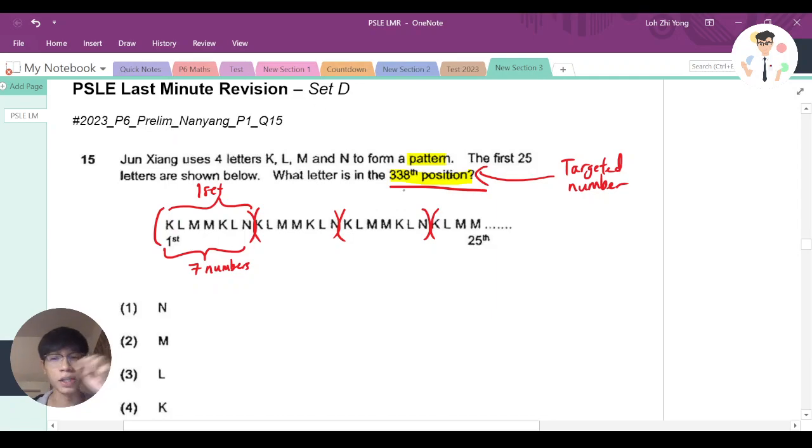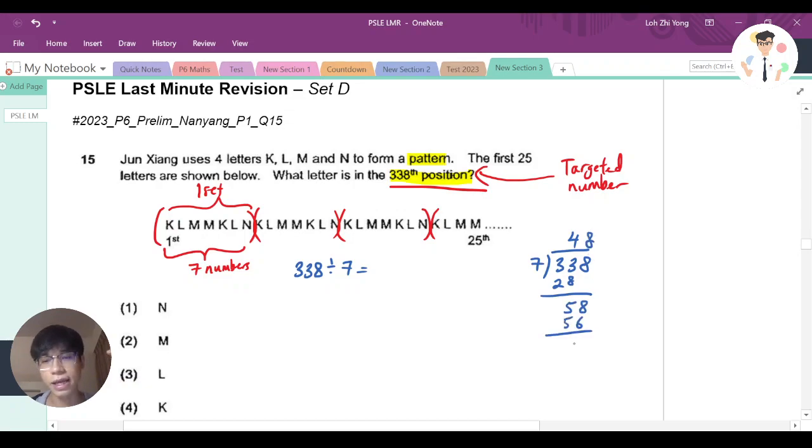What I need to do is use the targeted number, which is 338, and divide by the number of letters I have in one set, which is actually 7. So I just divide 338 by 7. 7 times 4 is 28, 7 times 8 is 56. Then 2 as my remainder.